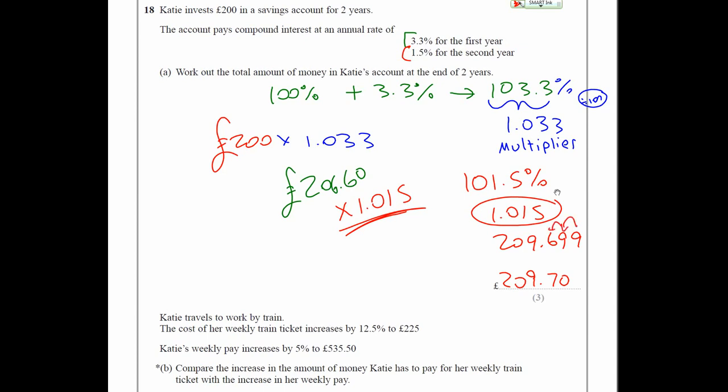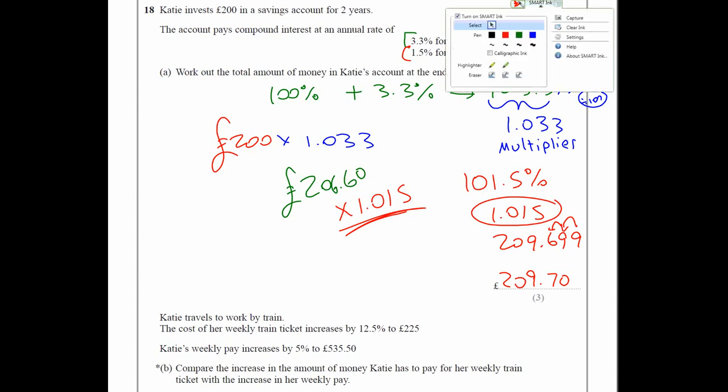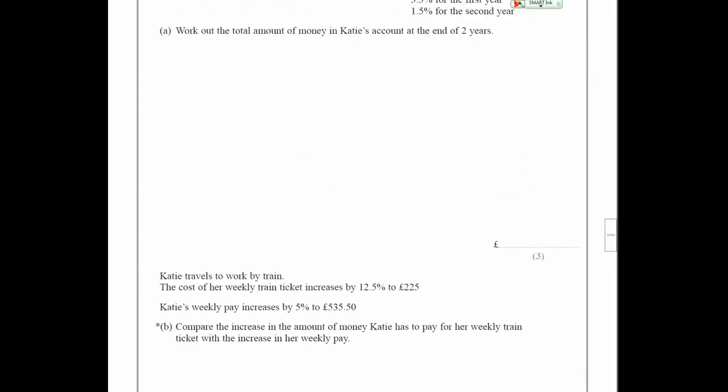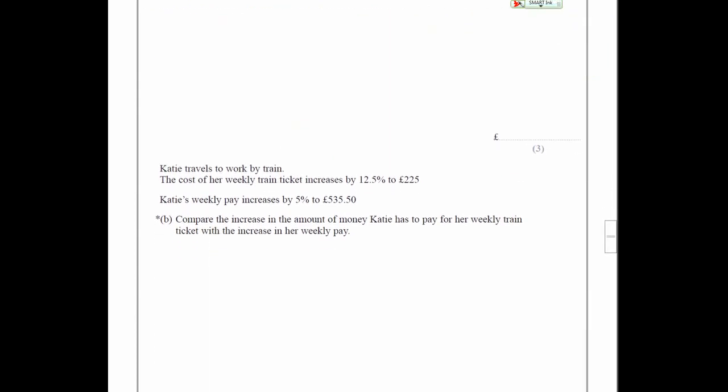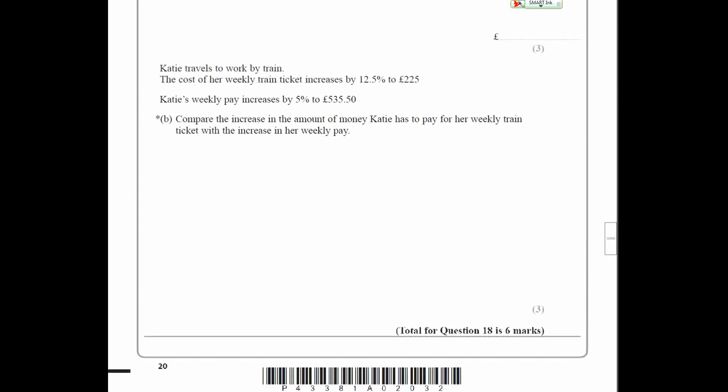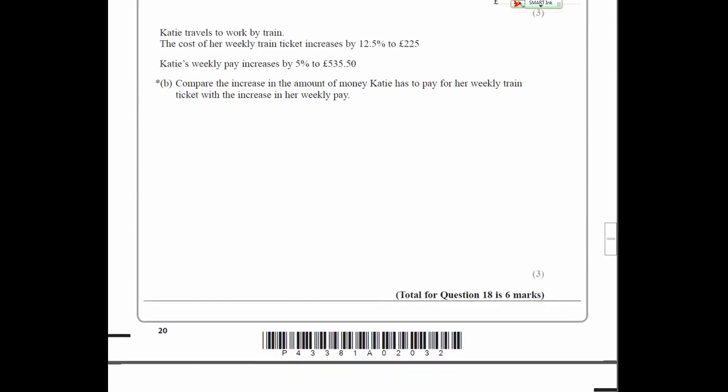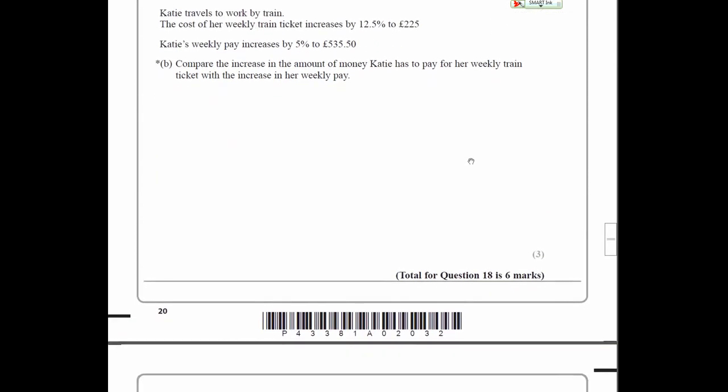Katie travels to work by train. The cost of a weekly train ticket increases by 12.5% to £225. Katie's weekly pay increases by 5% to £535.50. Compare the increase in the amount of money Katie has to pay for a weekly train ticket with the increase of her weekly pay. What a tricky question.